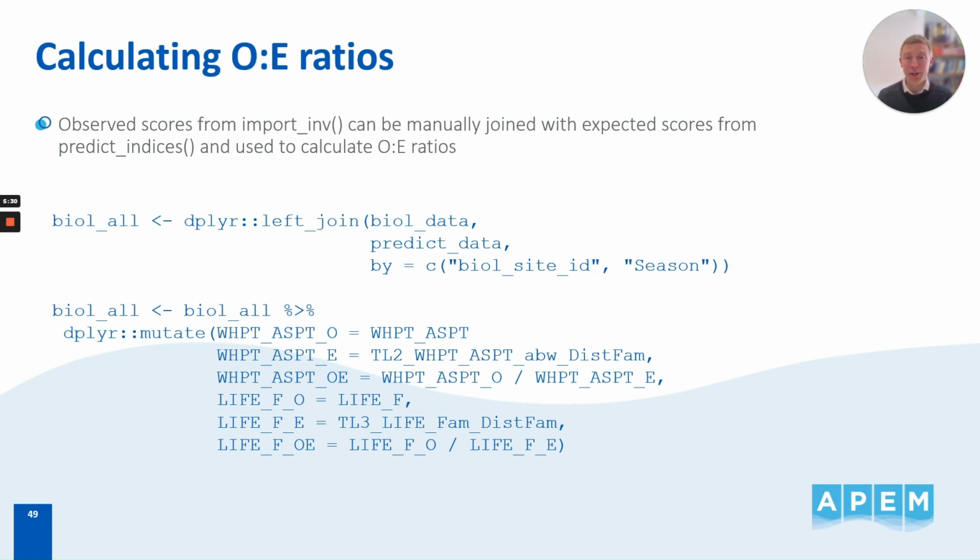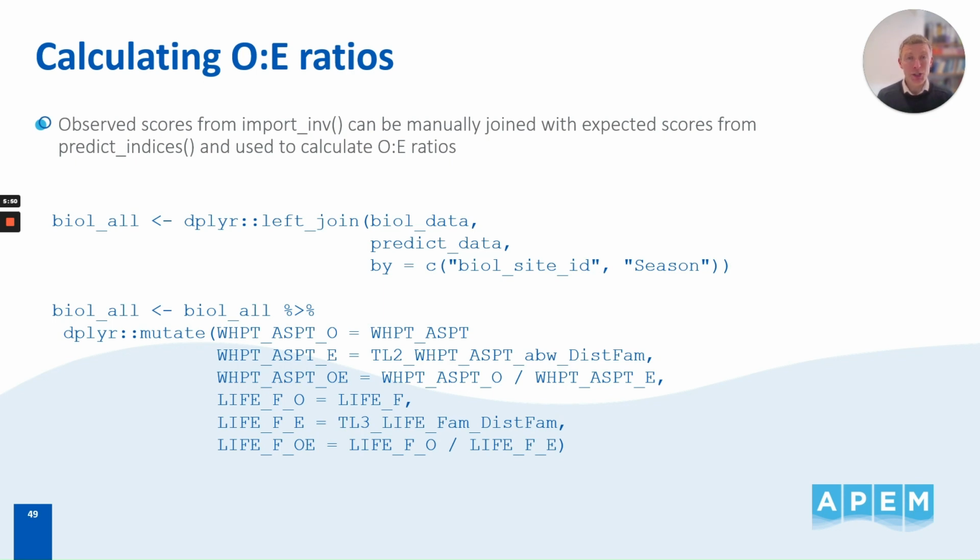One thing which we might commonly want to do with that is to then calculate observed to expected ratios, or OE ratios. This is a relatively simple thing to achieve, and so we haven't written a dedicated function to do it. Instead, on screen, I've provided some example code just to illustrate how that process might work.